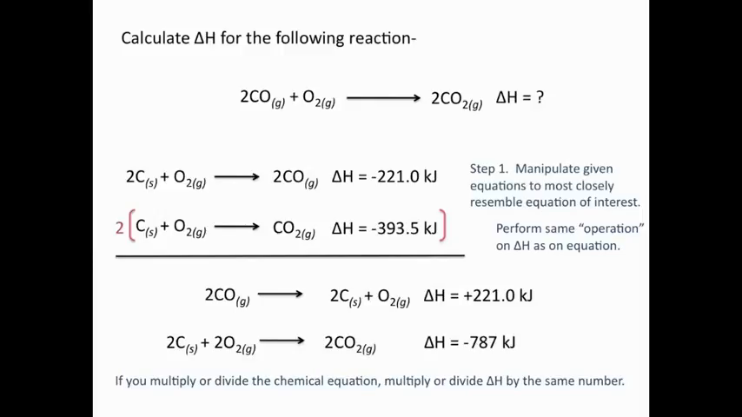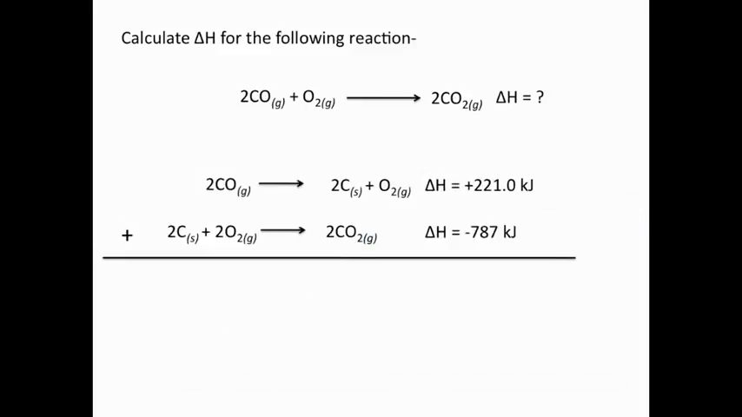So if the reaction carbon plus O2 gives us CO2 had a delta H value of negative 393.5 kilojoules per mole, then the reaction 2 carbon plus 2 O2 gives us 2 CO2 has a delta H value of negative 787 kilojoules per mole. So here I've written my two new equations that I modified to more closely resemble my equation of interest.